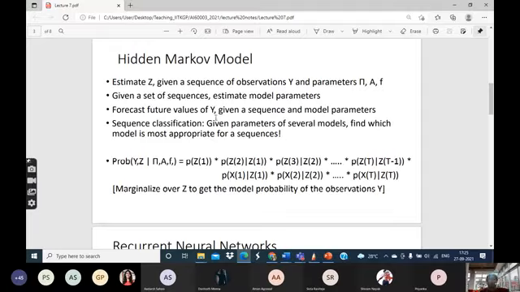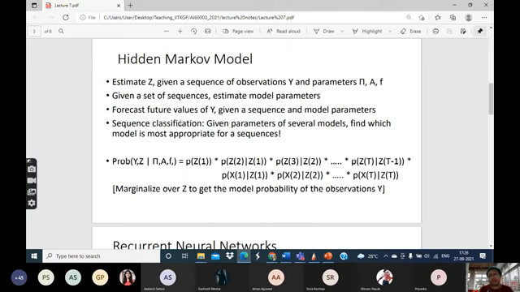So these kinds of forecasting statements I will be able to make if I have the sequence and the model parameters. Another thing which I can do is sequence classification. What is sequence classification? In lecture number 2 of the second module, we had discussed several time series related problems.